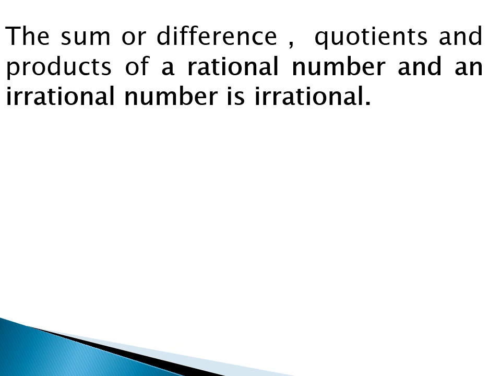The sum or difference and quotient or product of a rational number and an irrational number is irrational. Last time we considered two irrational numbers only. Now we are changing the pattern. One is a rational number and the other one is an irrational number. Then what will be the result? It says that the result will always be irrational.